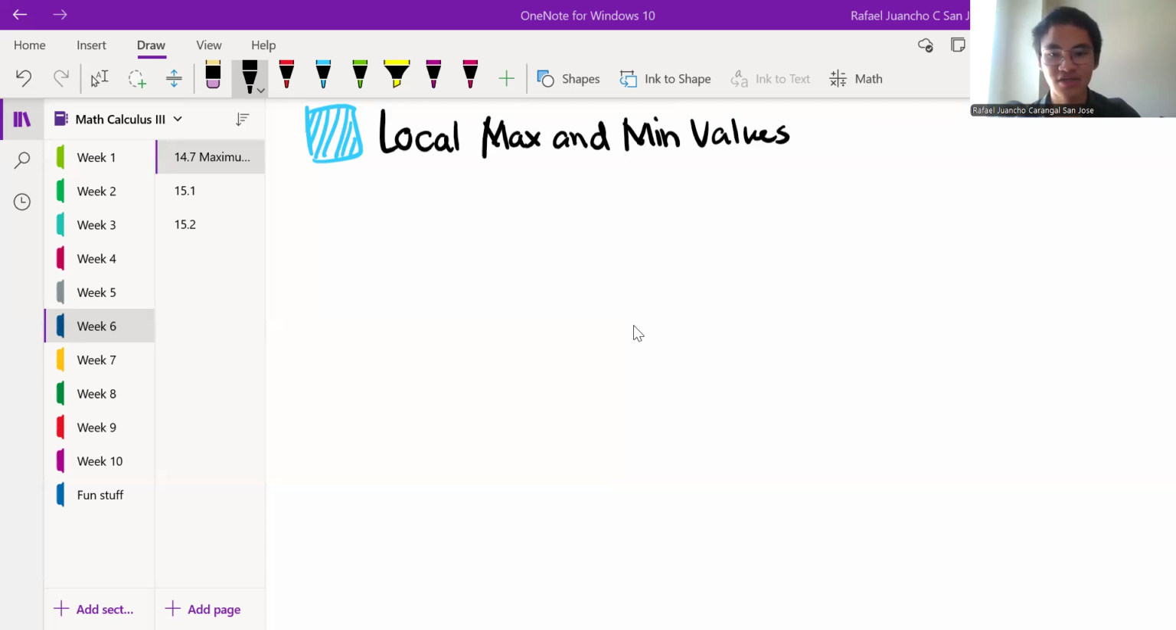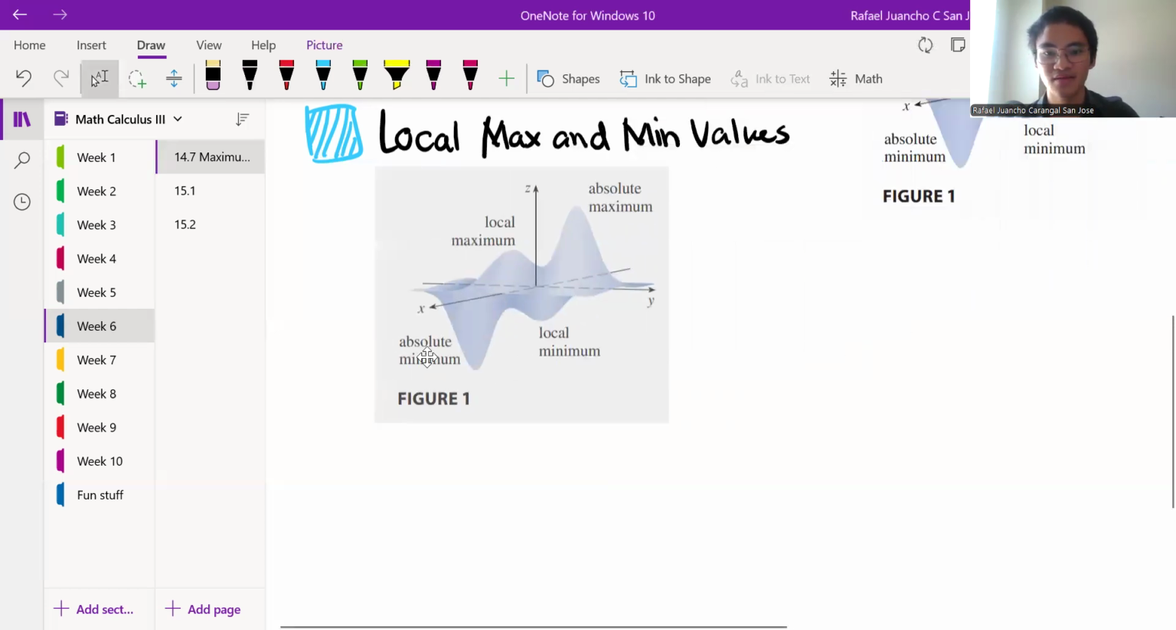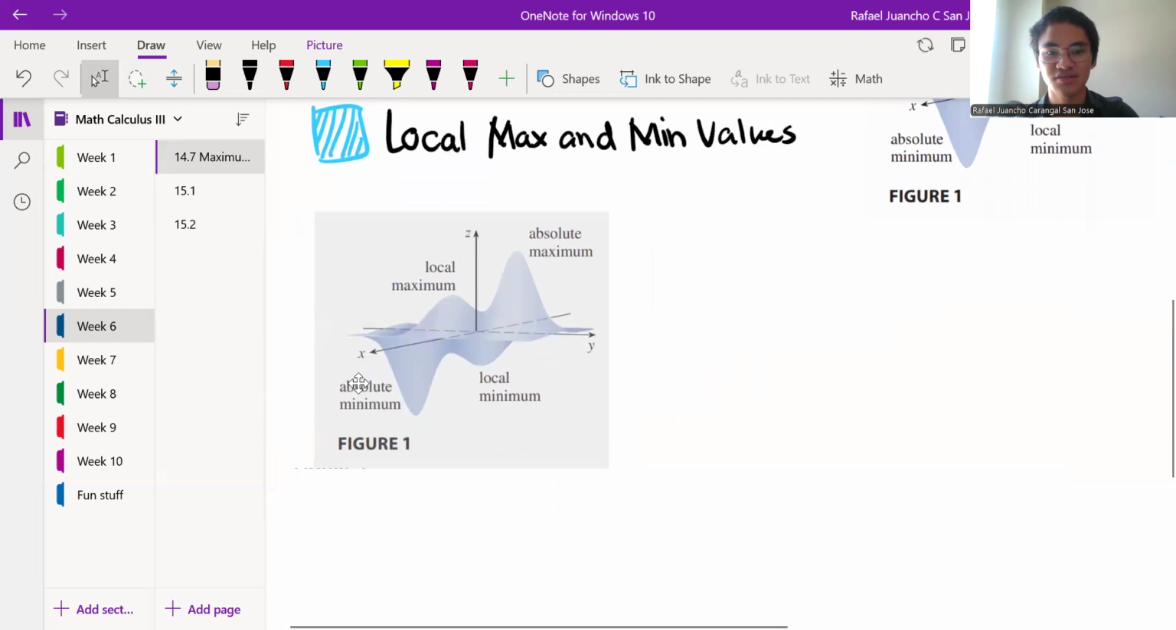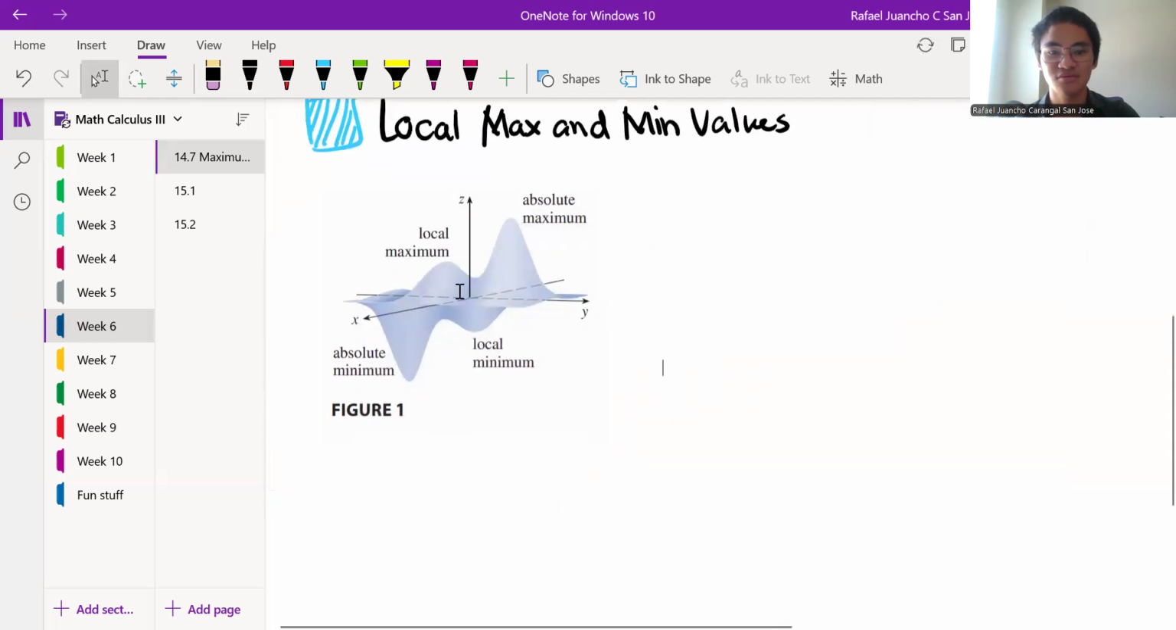Okay, so here let's actually look at the values in the graph of f shown in figure 1. I will quickly take a screenshot and paste it. There. So what is this? Oh, look at that. It has some humps. What do we see? We see some maximums, minimums. We can see if it's local or absolute.